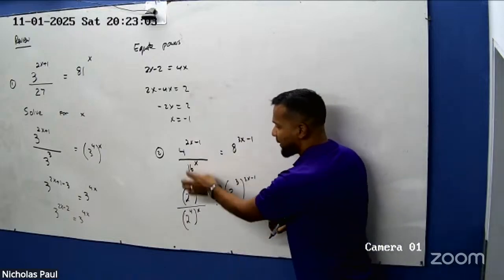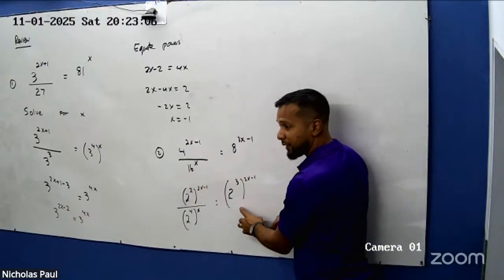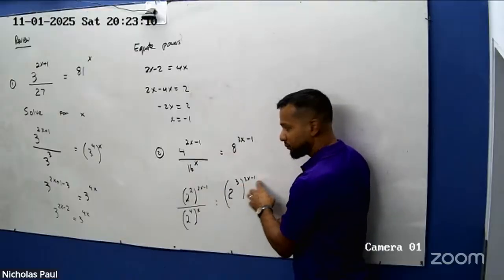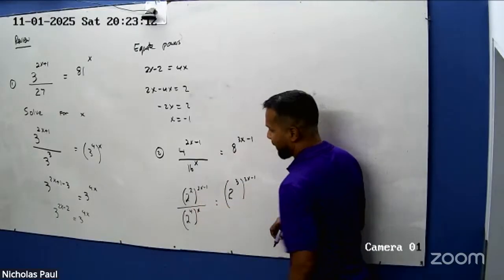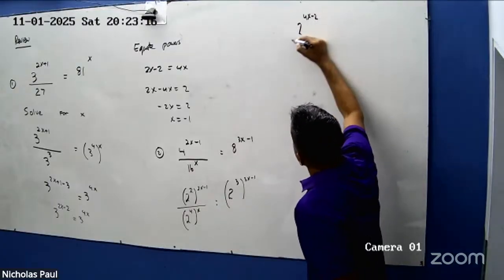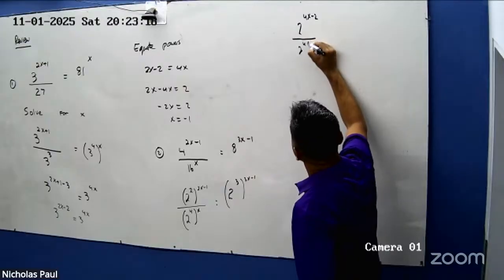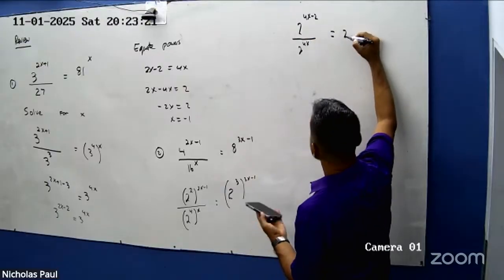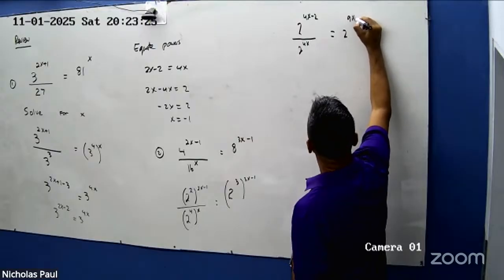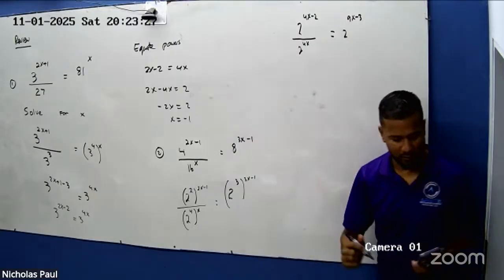Each time I made a substitution, I put brackets, right? So that will remind me to multiply this out. That will remind me to multiply this and multiply this, right? So now I'm going to get 2 to the 4x minus 2 by 2 to the 4x. Here is 2 to the 9x minus 3. Right? Try that in.